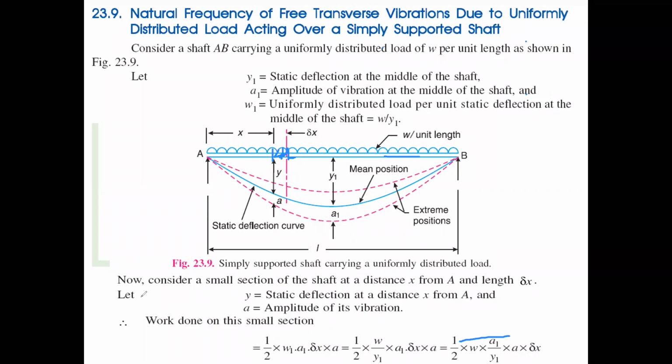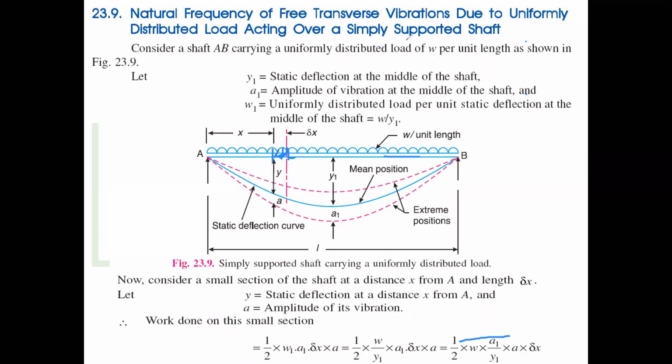So let us know some small notations. Small y equals static deflection at a distance x from A, and small a equals amplitude of its vibration. That is the strip we have taken in our method. That static deflection value is y, and the amplitude is small a.